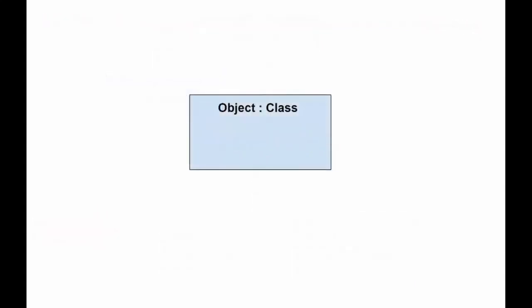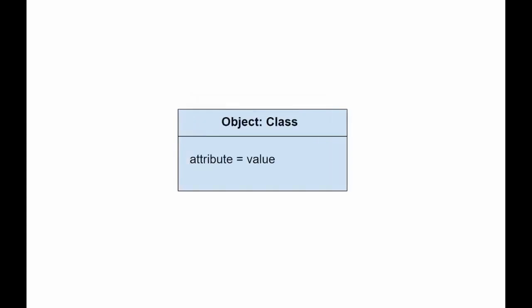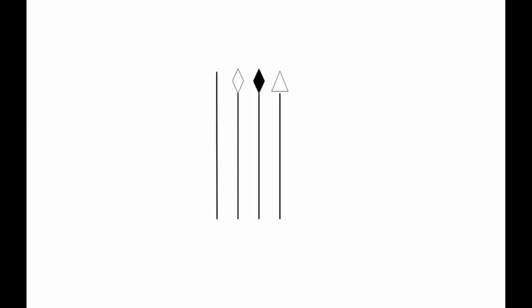Each object is drawn as a rectangle. The name of the object and its class are usually underlined and separated with a colon. The name of the object is on the left, the name of the class is on the right. The attributes of an object are listed in a separate compartment under the name of the class or object and must indicate the values assigned to them. Links in general are varieties of associations between classes and are discussed in detail in the video about class diagrams.